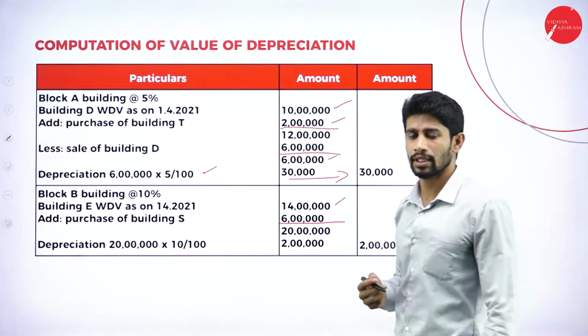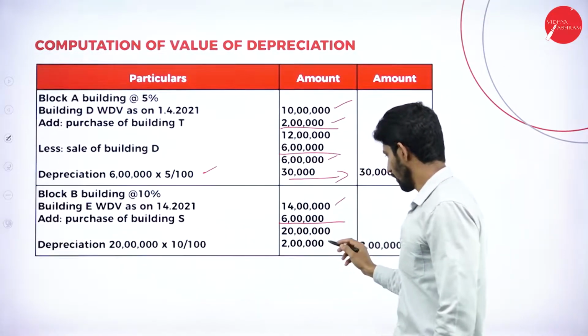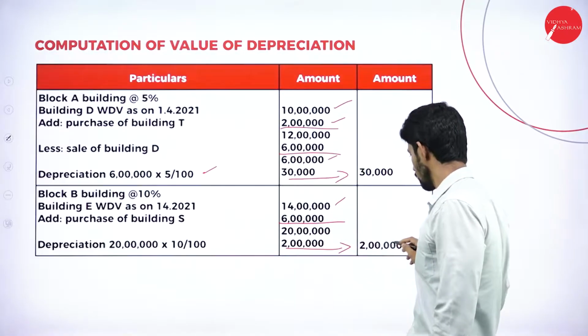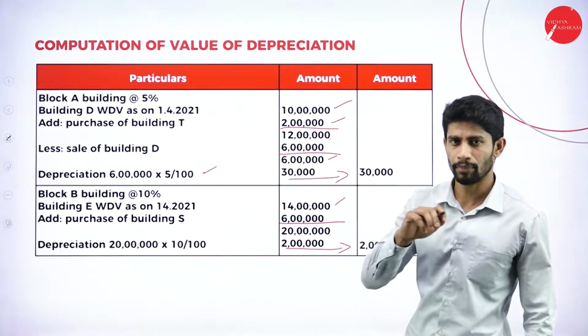No building is sold with respect to this block of asset. Directly compute the value of depreciation. 20 lakh into 10%, we will get 2 lakh. So take it to the outer column. 2 lakh is the value of depreciation with respect to block B.